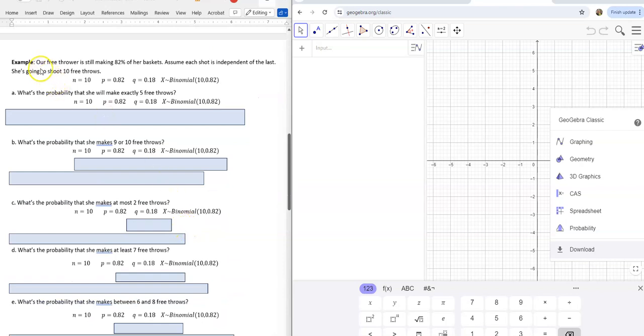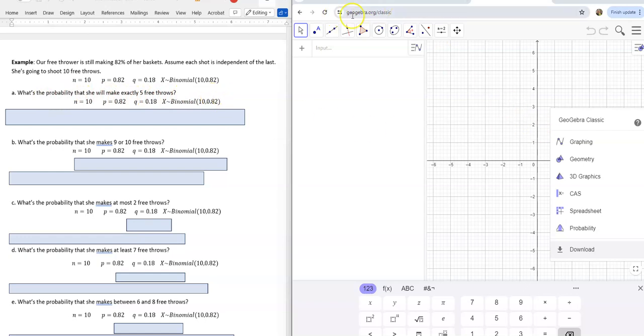Here's our example. Our free thrower is still making 82% of her free throws. Assume each shot is independent of the last. She's going to shoot 10 free throws, so our n is 10, our p is 0.82, and our q is 0.18 because 1 minus 0.82 is 0.18. Instead of writing n and p, we would fill in what our model is using: n is our number of trials, and our probability of success is 82% or 0.82. So the question is, what is the probability that she would make exactly 5 free throws?